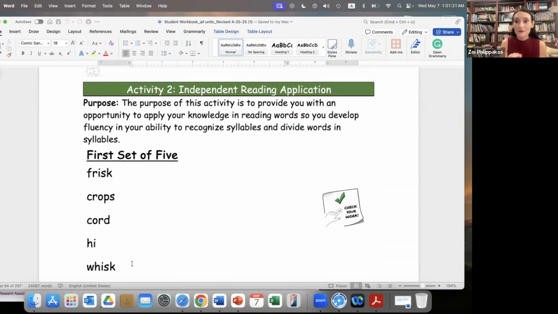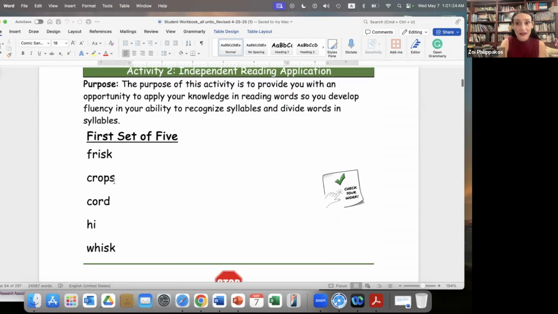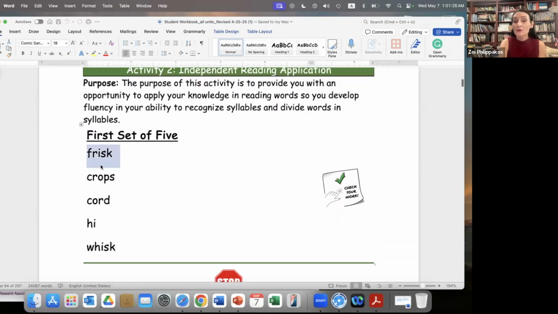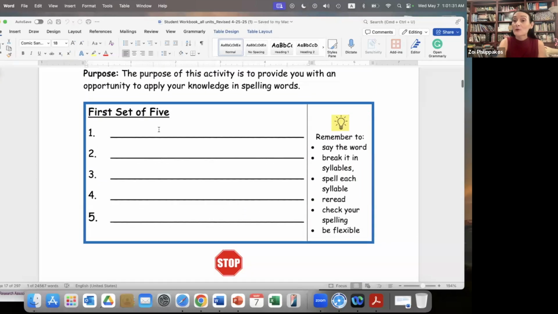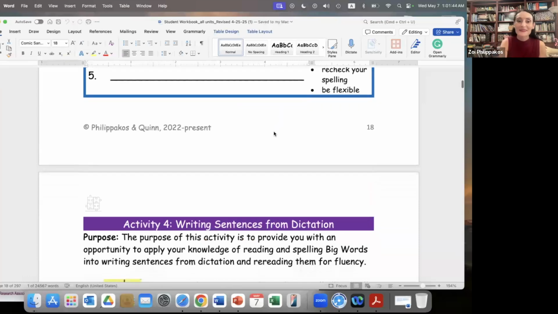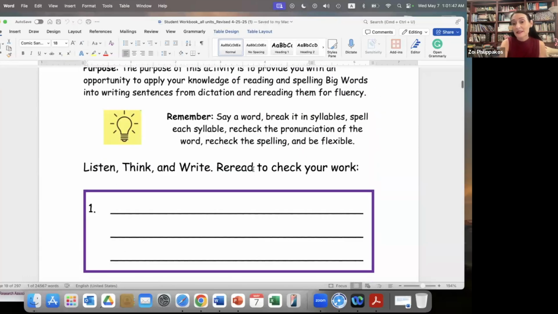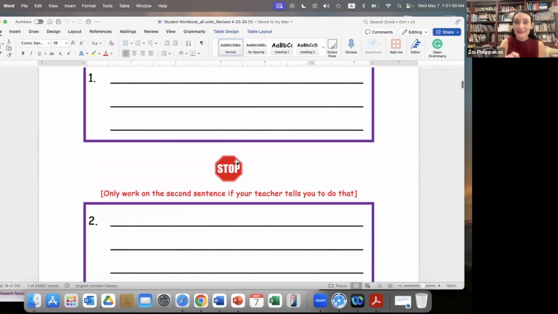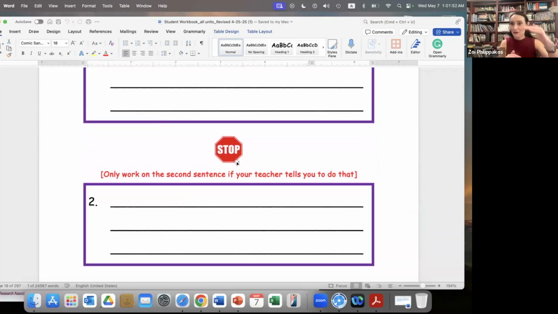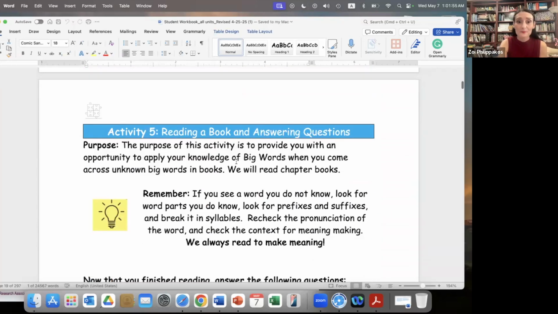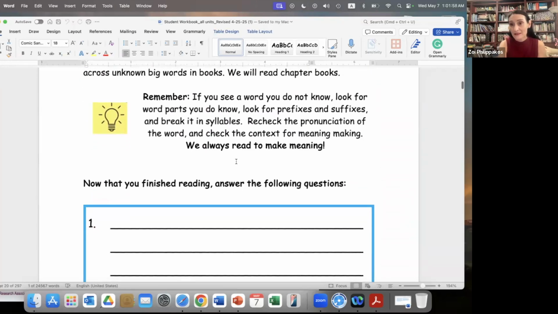When they work on independent reading application, they have the first set of 5, where they will be working on their own to read these words and identify the type of syllable. They will spell words, and they need to remember: say the word, break it in syllables, spell each syllable, reread, check your spelling, be flexible. So they will spell the words in the blue box, and then they will write sentences with dictation in the purple box. And again, first set, first sentence, second sentence. Finally, they will read the book and they will answer questions.